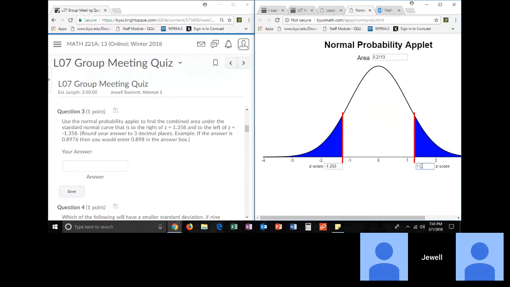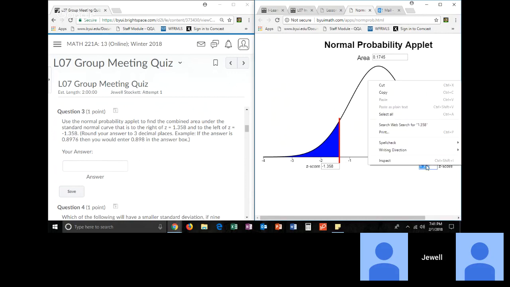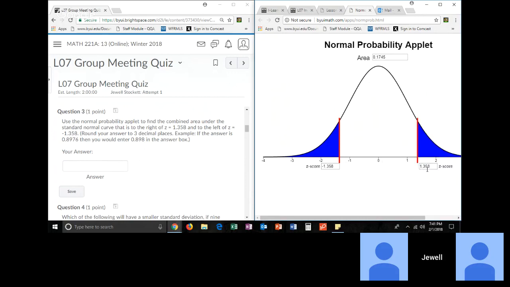So I think this one we could just, because they're the same, I think we could just put them both in, and it'll do the math for us. 1.358. Yeah. So are you guys getting, because you want to find, wait, to the right of and to the left of. So it's the 0.175. Yeah, that's what I got. 0.175. Yeah.